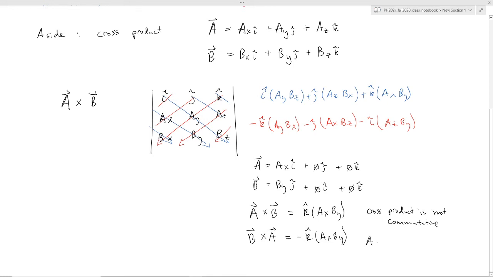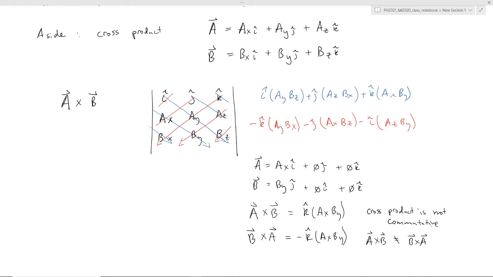That is to say that A cross B is not equal to B cross A. If we're not familiar with the cross product, that can be a little bit of a problem, so just keep that in mind. You'll pick up a negative sign if you reverse the order of things.